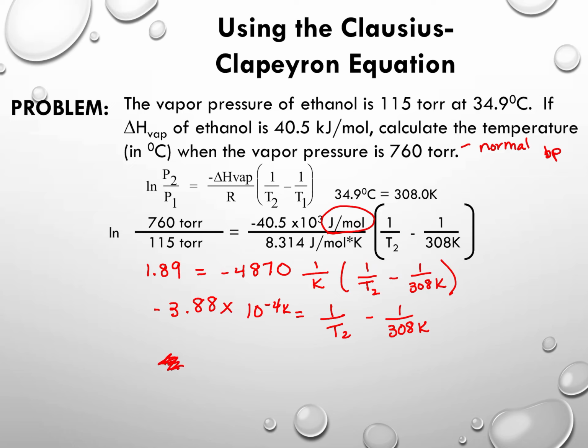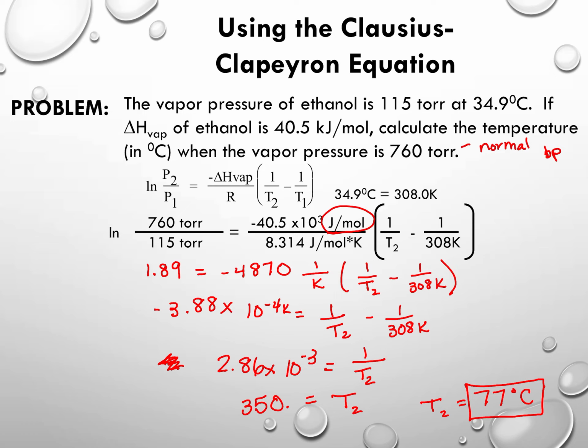We get, hang on, not negative, 2.86 times 10 to the minus 3 equals 1 over T2. And then I'm going to do 1 over both sides. And when I do 1 over both sides, I'm going to get 350 is equal to T2. And then it wants our answer in degrees Celsius. So I'm going to go ahead and subtract 273 from that, and I'm going to get T2 is equal to 77 degrees Celsius.